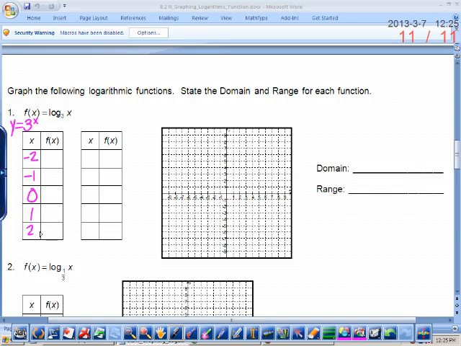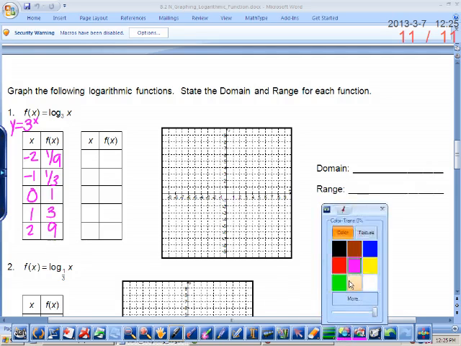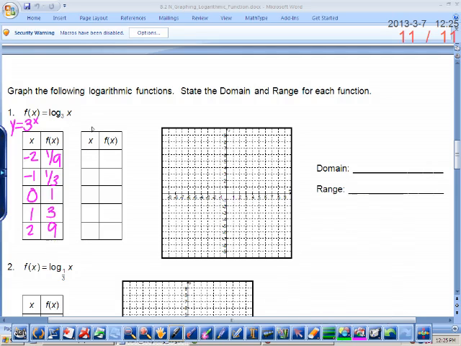So 3 to the negative 2 power, 1/9. 3 to the negative first, 3 to the 0 power. 3 to the first is 3, and 3 squared is 9. All right, now take the inverse of each of those points for our log function.